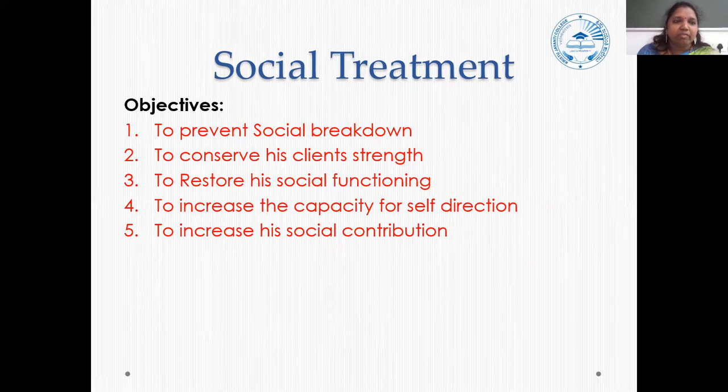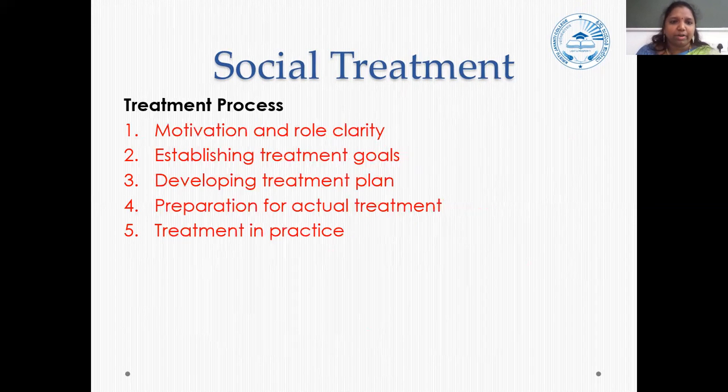And also, whenever a problem comes to an individual, he requires some kind of self direction, which can be established only through self awareness, so that needs to be enhanced by the caseworker. And then we are trying to make the client increase his social contribution. So these are the steps involved in treatment.